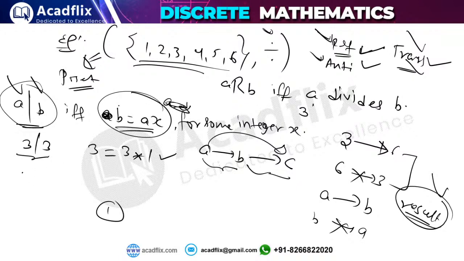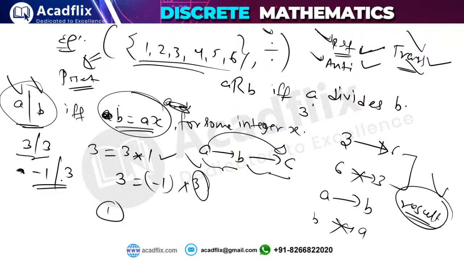For example, we can say that -1 also divides 3. Why? Because this 3 can be written as -1 multiplied by -3. So you see, there is an integer. So that's why we can say that -1 also divides 3.